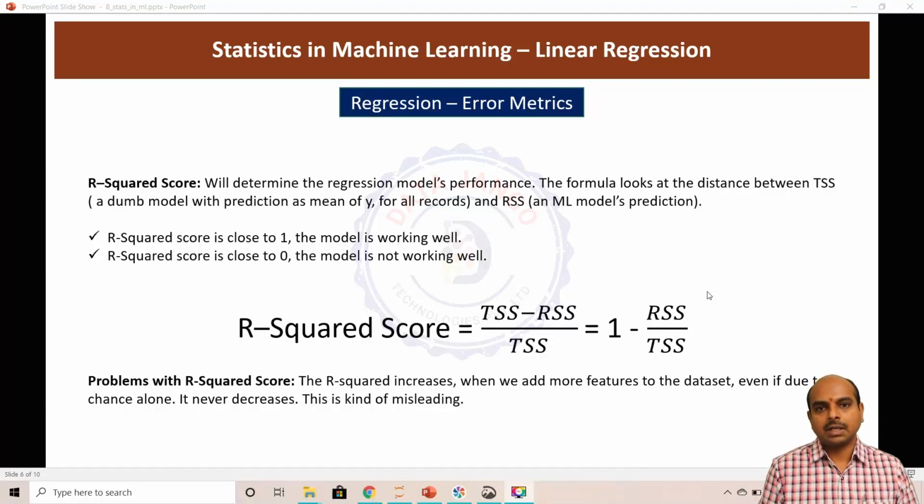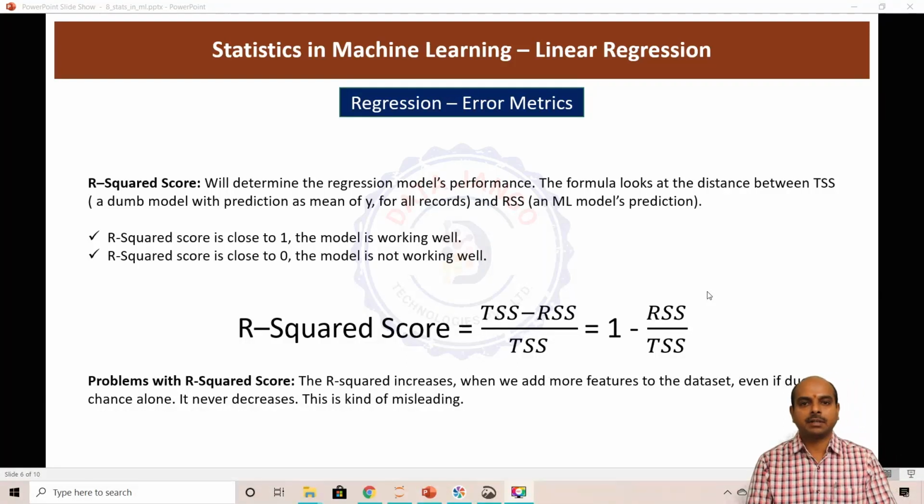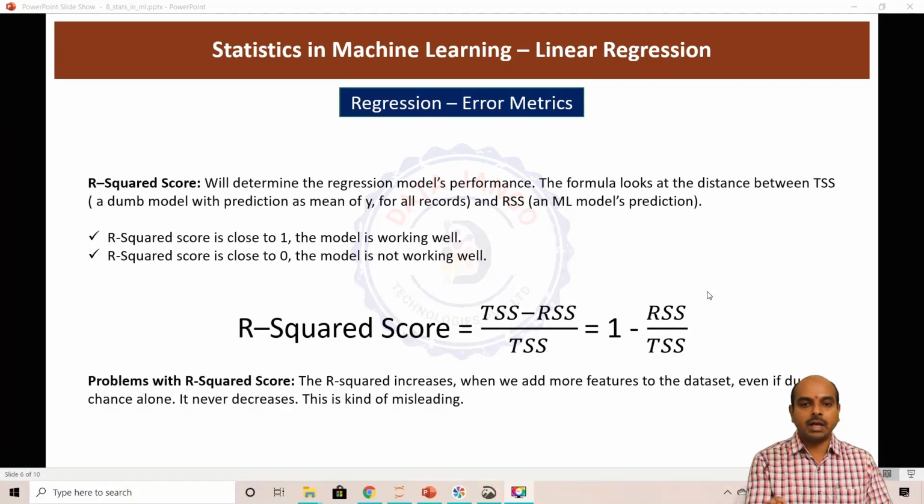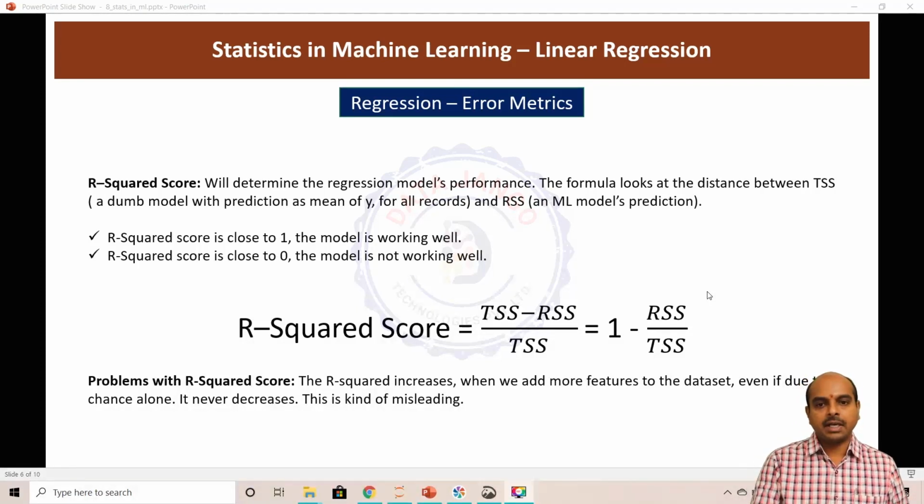Hello and welcome back. Let us try to understand another metric to measure the regression model's performance. The R-square score is one of the important metrics to measure the regression problem's accuracy. R-square score generally tries to look at the distance between total sum of squares and residual sum of squares. Let us first look at how much R-square score we got on the simple linear regression, and then come back and understand this total sum of squares and residual sum of squares.